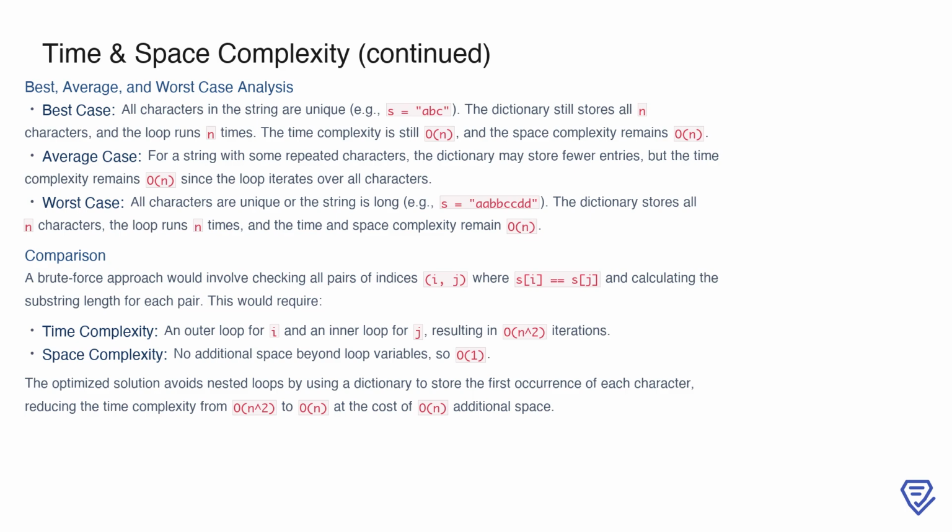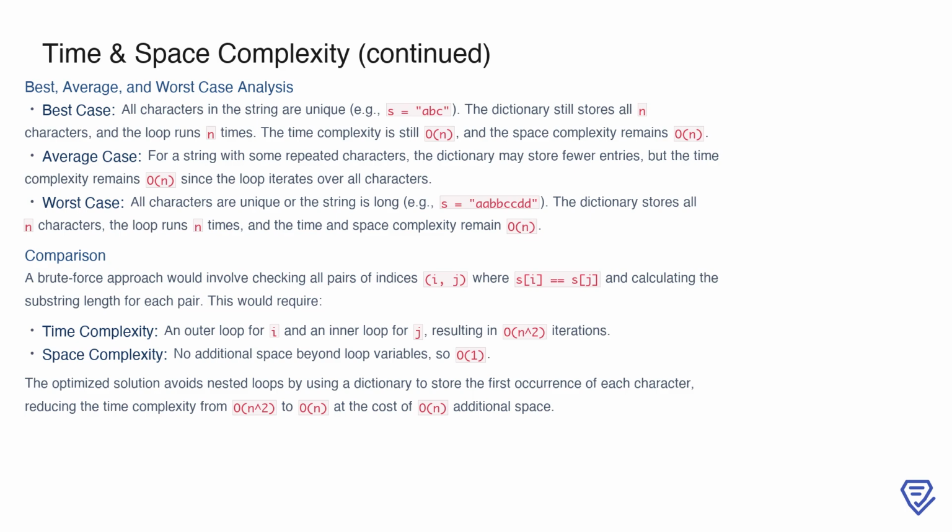In the average case, where the string has some repeated characters, the dictionary might store fewer entries, but the loop still iterates over all n characters, so the time complexity remains O(n). The space complexity is unaffected as it depends on the number of unique characters. In the worst case, when the string is long or has many unique characters, the dictionary stores all n characters, and the loop completes n iterations. The time complexity remains O(n), and the space complexity is O(n).